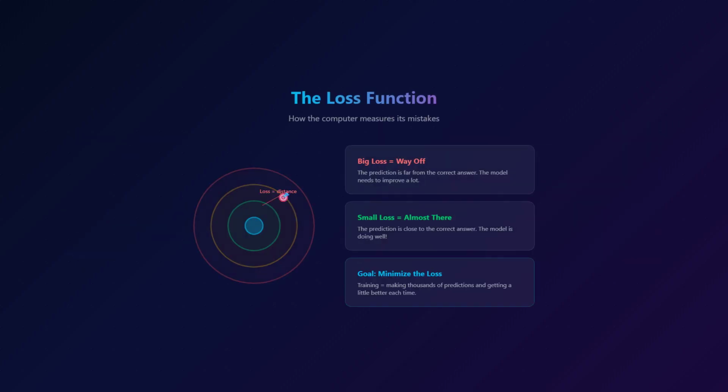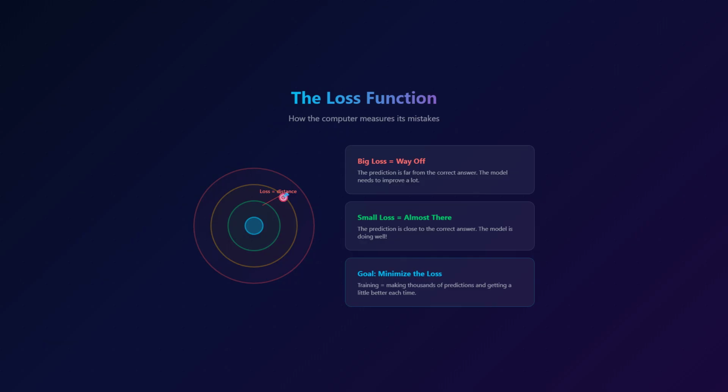Now, how does the computer actually learn? It needs a way to measure how wrong it is. That's what a loss function does. Imagine you're learning to throw darts. After each throw, you measure how far your dart landed from the bullseye. That distance is your loss. A big number means you're way off. A small number means you're close. The entire goal of training an AI model is simple: make this number as small as possible. The computer makes a prediction, checks how wrong it was, and then tries to do better next time.